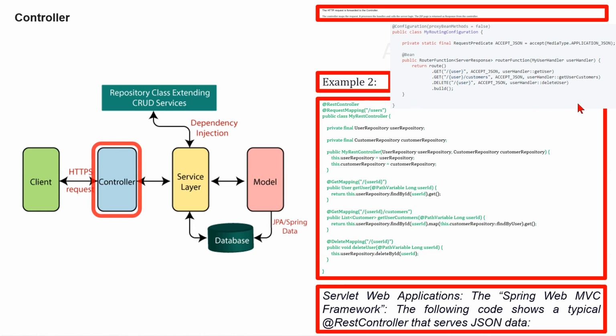The WebMvc.fn, the functional variant, separates the routing configurations from the actual handling of requests, as shown in the following example.